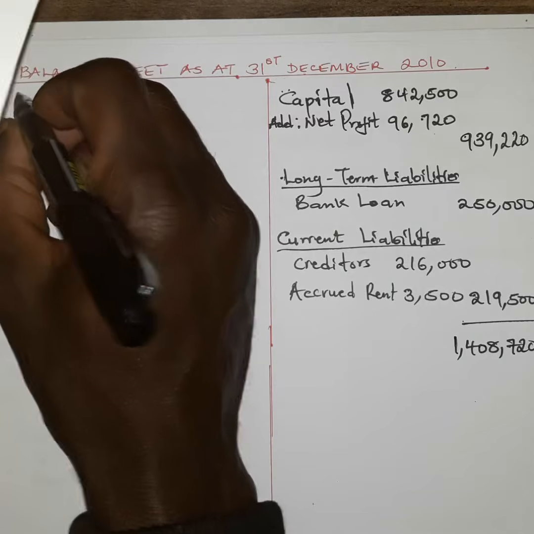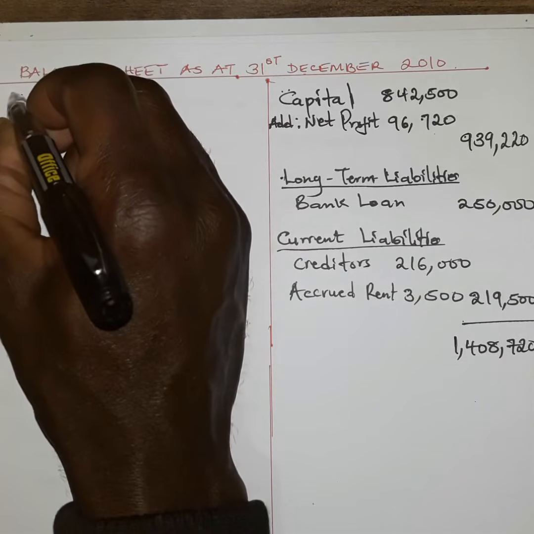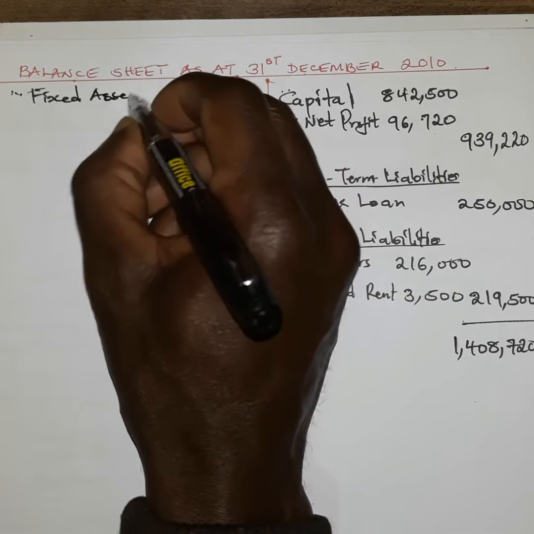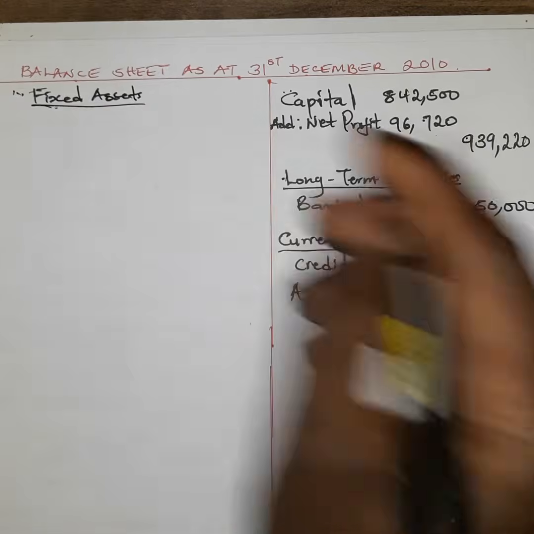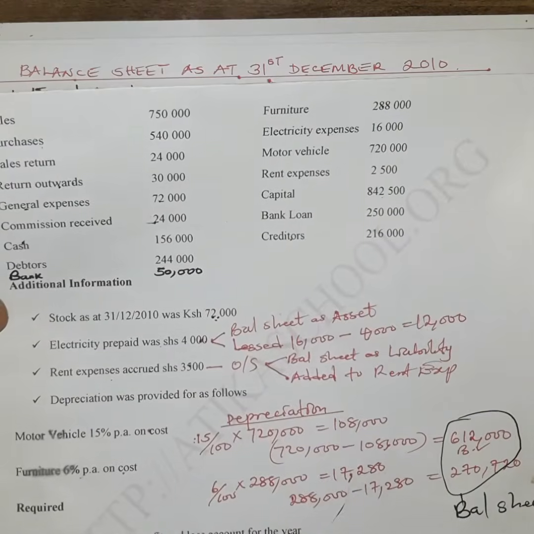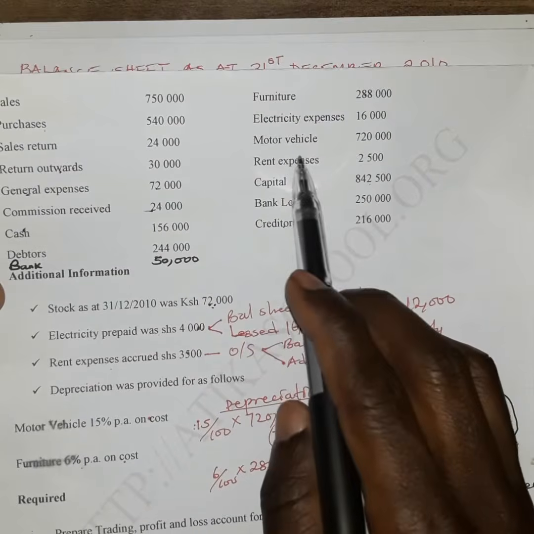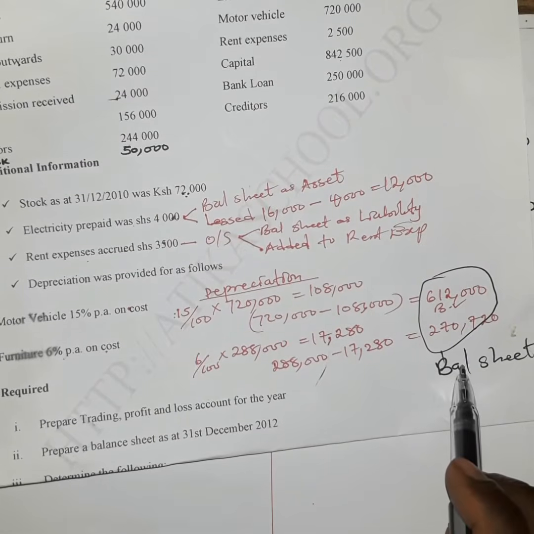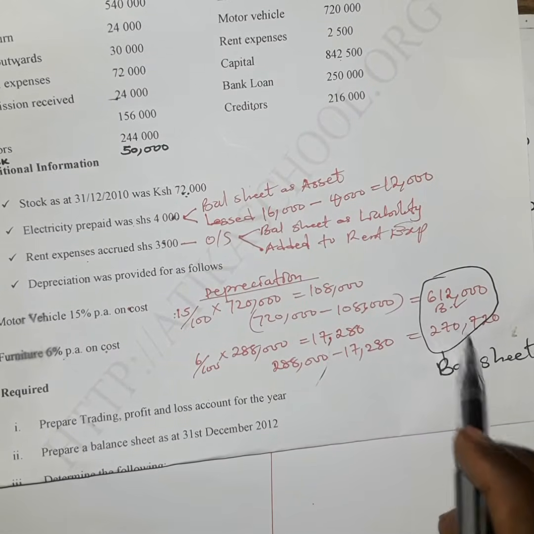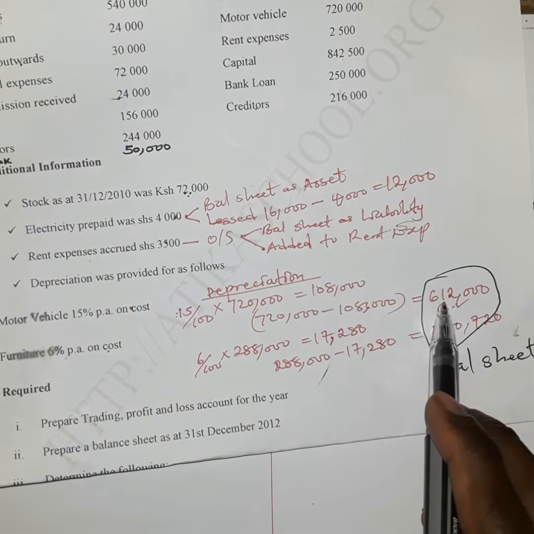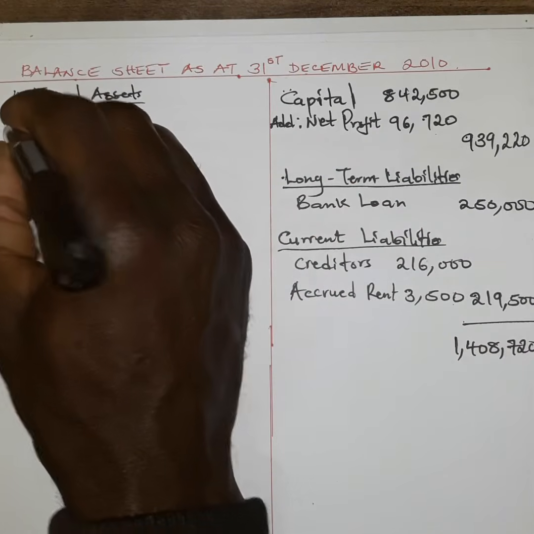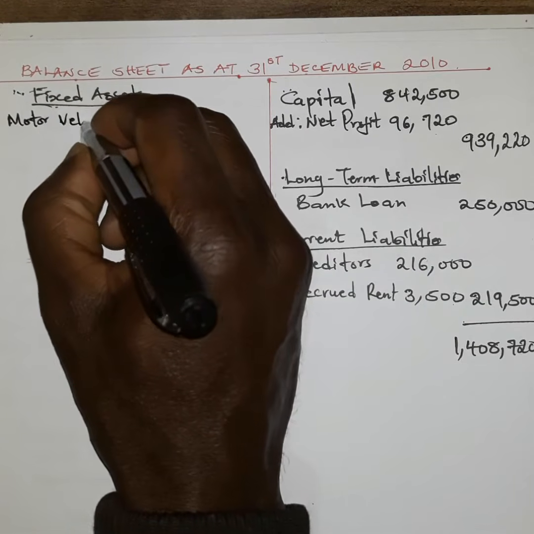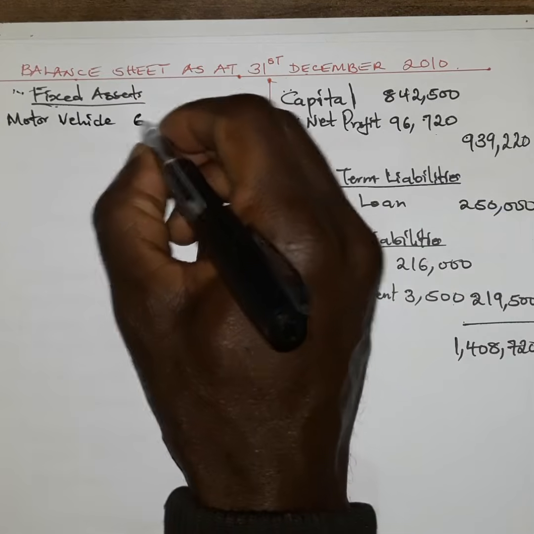Then after that, we are supposed to go to the asset side. Normally we have two types of assets. We have fixed assets. These are assets which can last more than 1 year. For fixed assets, of course, you have the motor vehicle and the furniture. And I said we only carry to the balance sheet the book values, that is the values after depreciation. So for motor vehicle, we have 612,000.